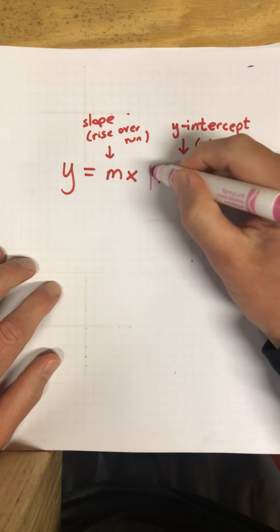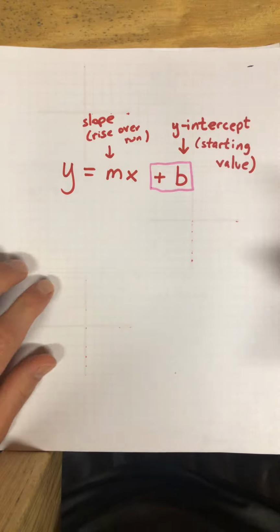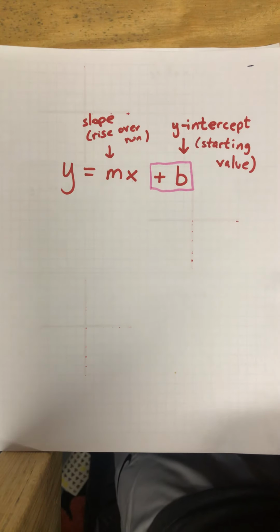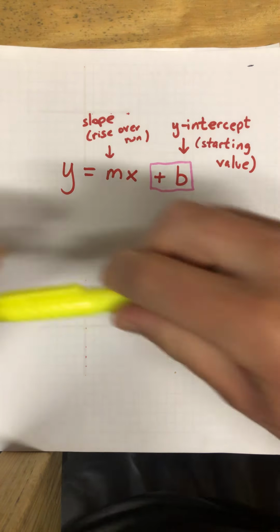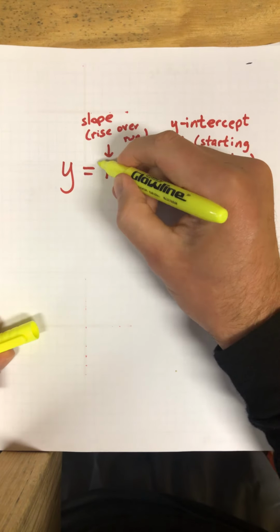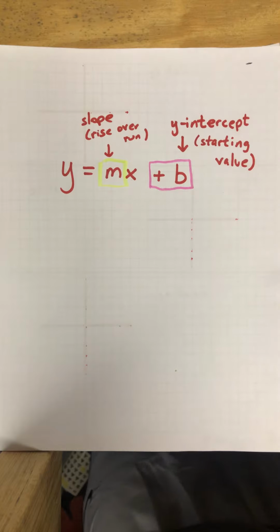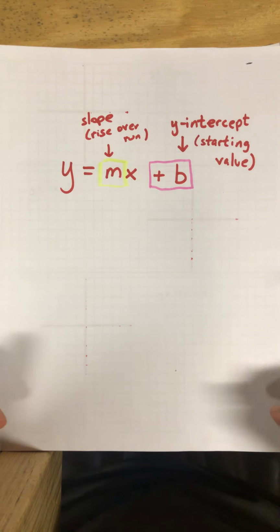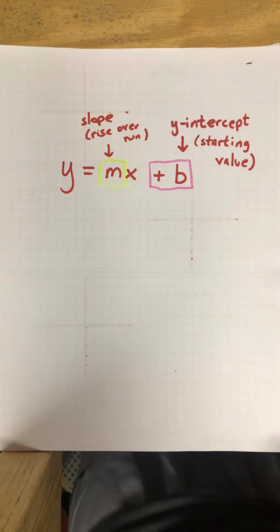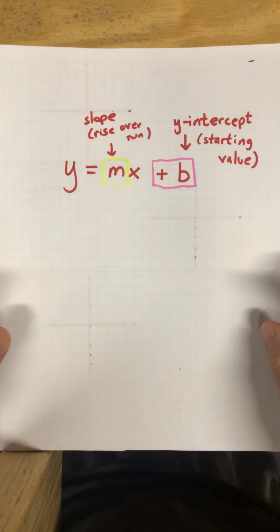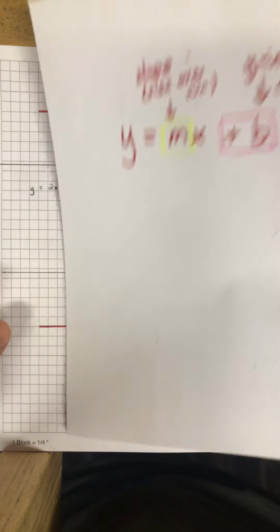So first thing we're going to do with all of the equations that we're going to graph is first identify with our pink highlighter what the y-intercept or the starting value is, and we are also going to look at in yellow what the slope of the line is. Once we know those two things, the graphing of it is very easy. So let's take a look at it.